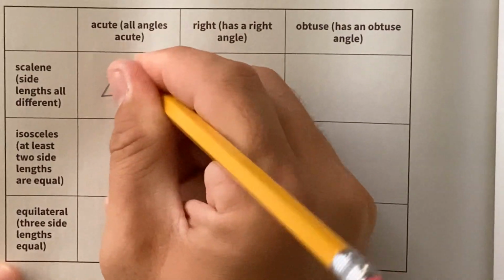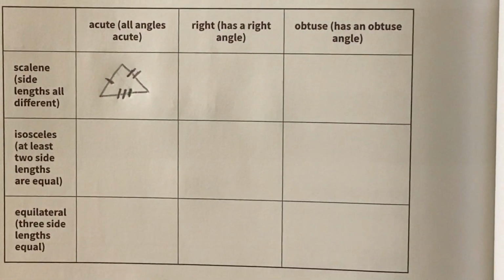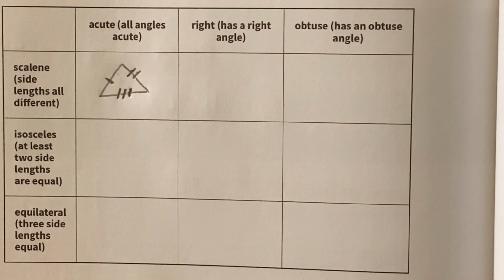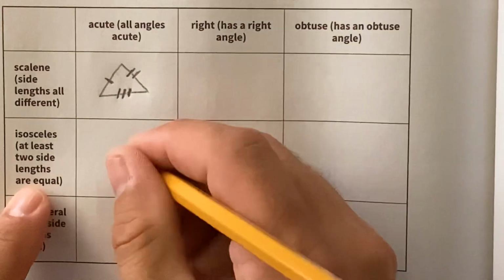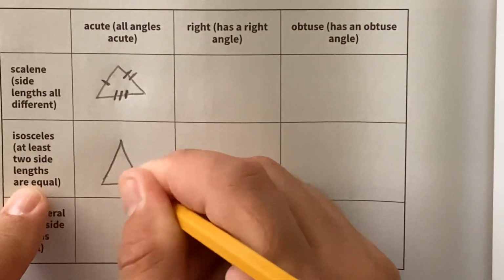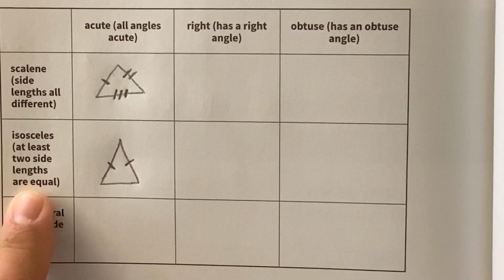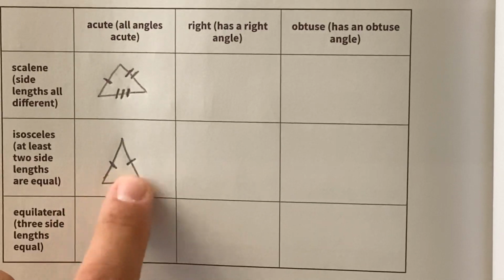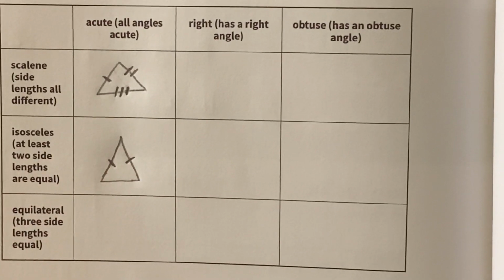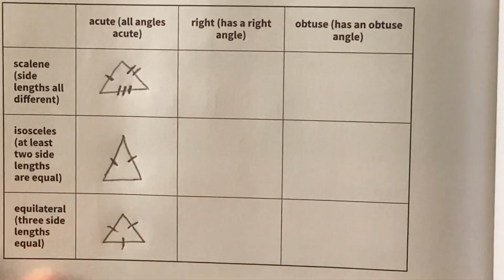Sometimes you'll see books use tick marks just to represent that they are all different. All the ones that have 1 tick mark are the same. All the ones that have 2 are the same, and so on. That's representing all different. All acute, 2 sides the same, at least 2 sides. Again, I'm just going to show that they're the same by showing, again, tick marks represent that those are the same. Equilateral, they're all the same.